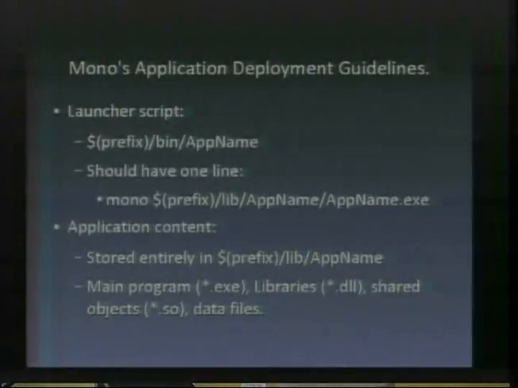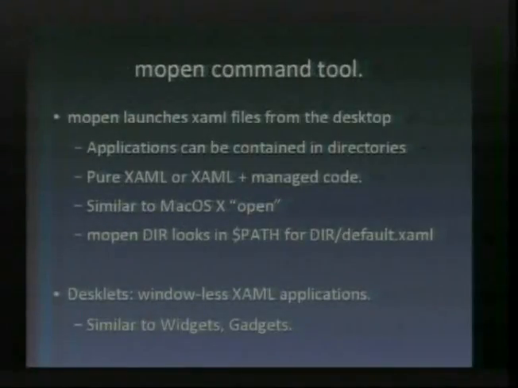So what we did with mopen is we wrote this little command called mopen, which is very similar to the macOS open command, right? So when you say open calendar and it launches the calendar, we built a tool very similar to that in spirit. And basically, mopen can not only open XAML files, but it will also look in your path for any directories. So if you say mopen mail client, it will look in your path for any directory called mail client and then look up a XAML file called default.xaml inside and launch it. So we want to bring this because it's very similar to the macOS open command. And anyways, I won't go into the details.